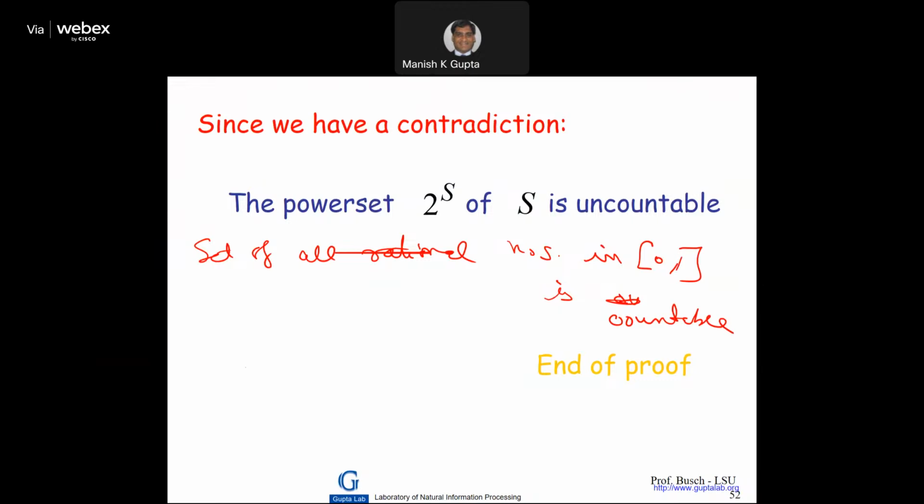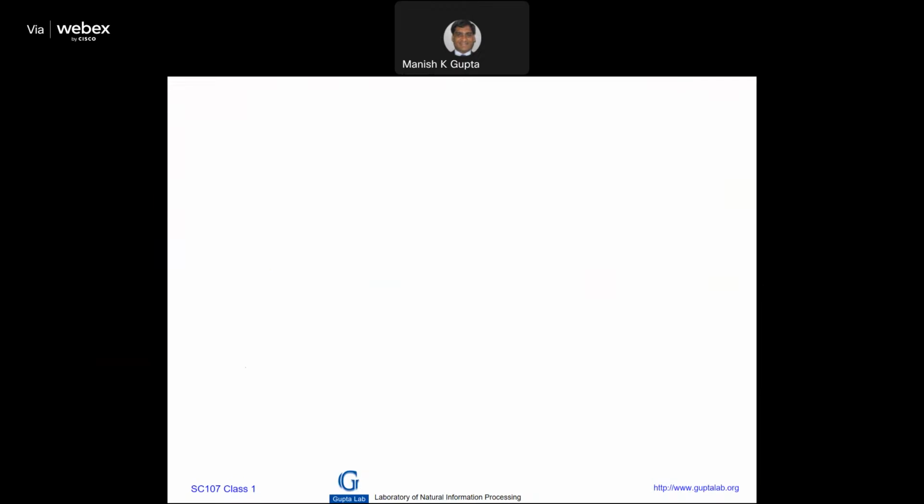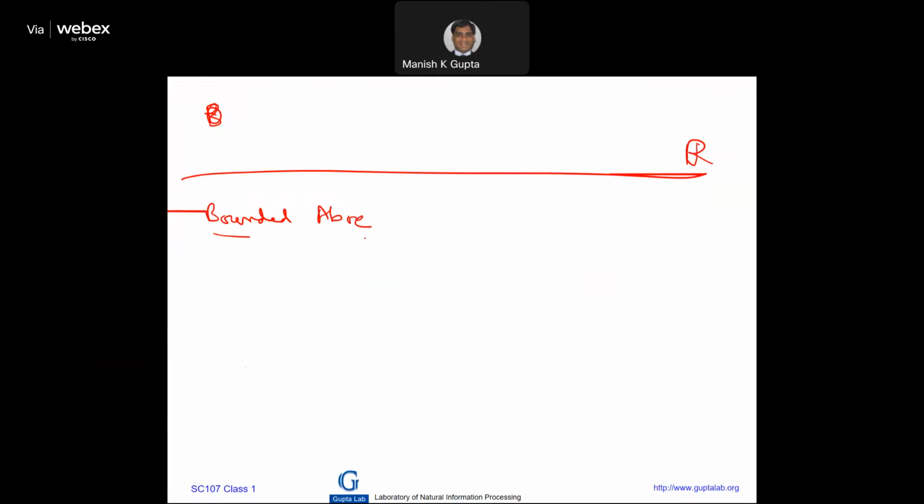Okay, now there are certain properties which I think you should know on the real line, which I am mentioning. Bounded above. So basically, this is our real line, and the concept of bounded above. So suppose A is a subset of R.